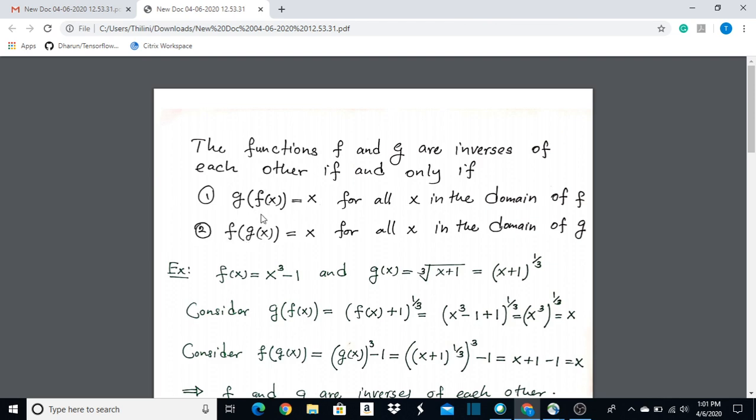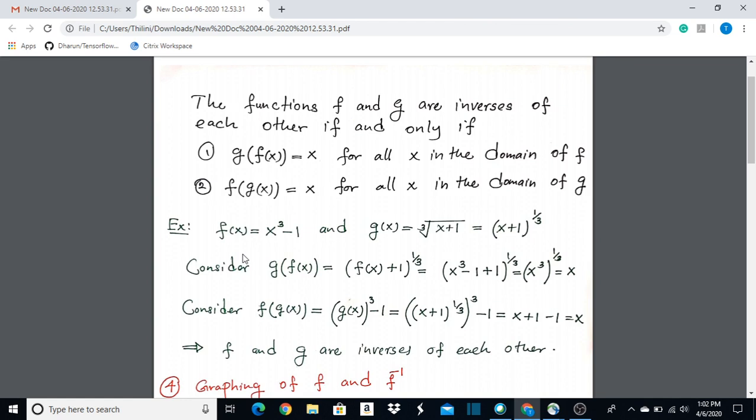So in both cases, if we get x for all x in the domain of f and the domain of g, then these two functions are inverses of each other. Let's look at this example. Here we have a function f(x) equals x to the power 3 minus 1, and g(x) is the third root of x plus 1. This is the radical notation, or you can write it in exponential notation as x plus 1 to the power 1/3.